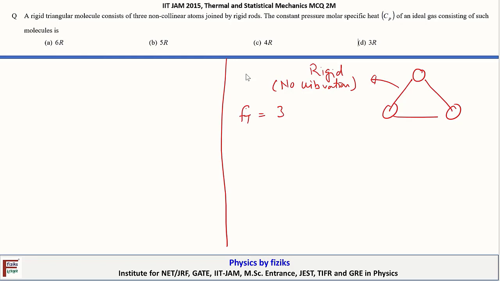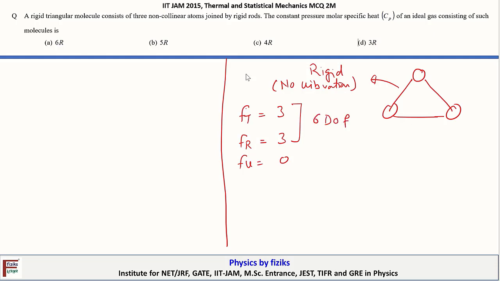Similarly we can work out the rotational degrees of freedom. Let's note them as Fr, and in this case we will have 3 rotational degrees of freedom because it's a non-linear molecule. And for the vibrational degrees of freedom, because these atoms are connected by a rigid rod, the vibrational degrees of freedom will be 0 here. So in total we have 6 degrees of freedom.